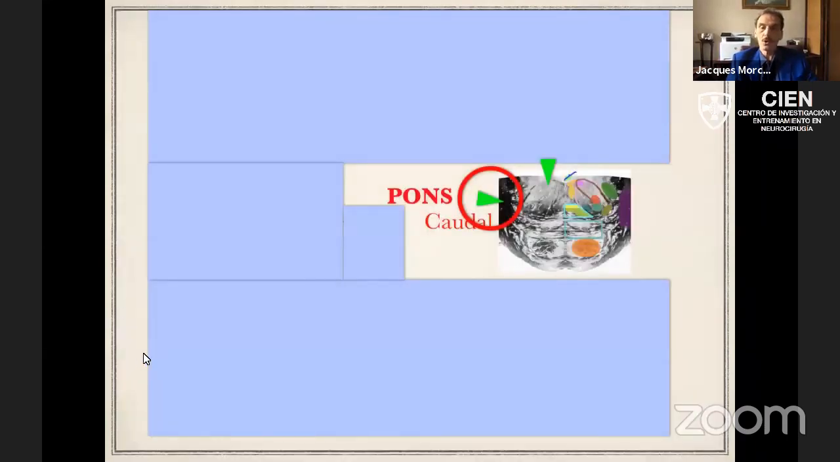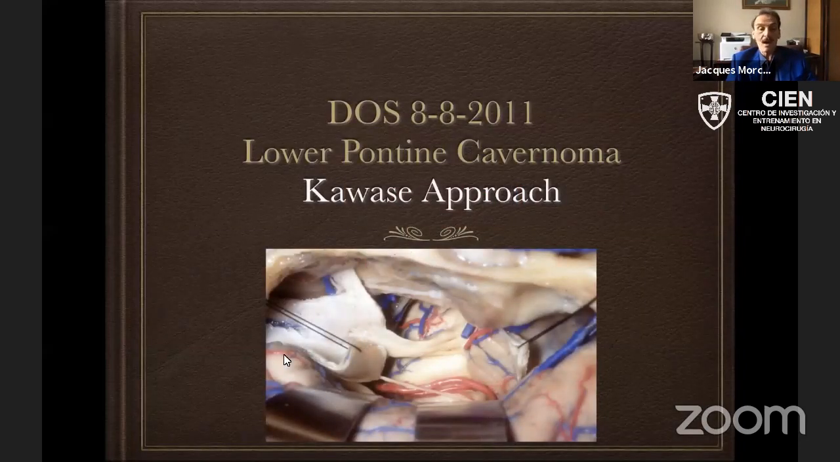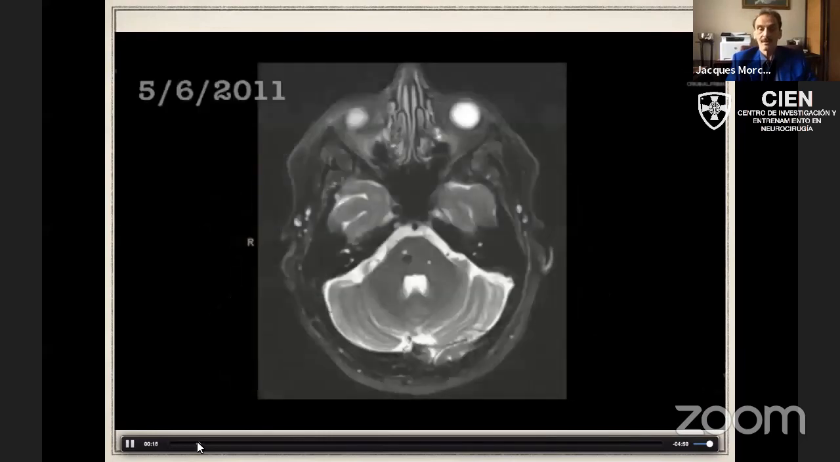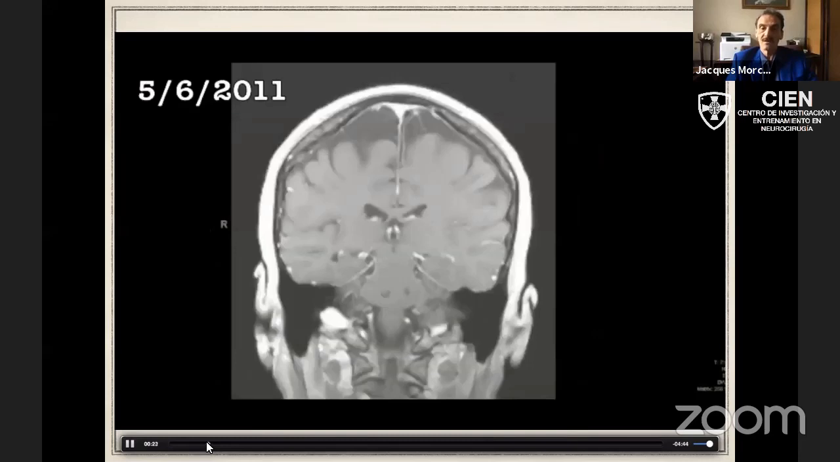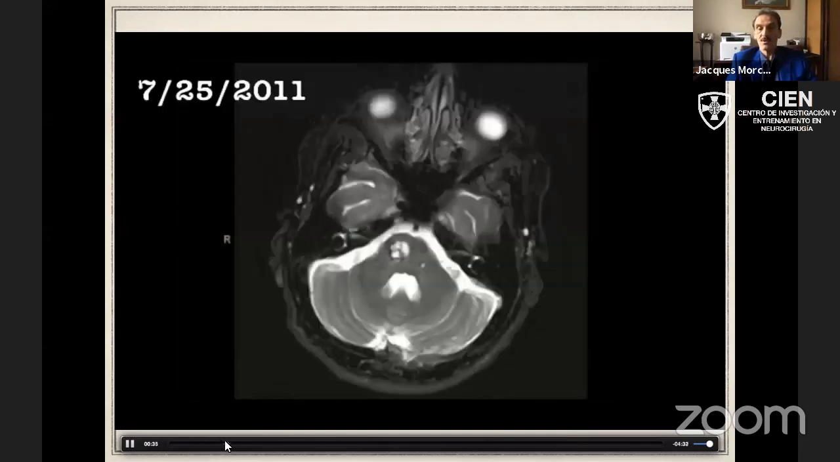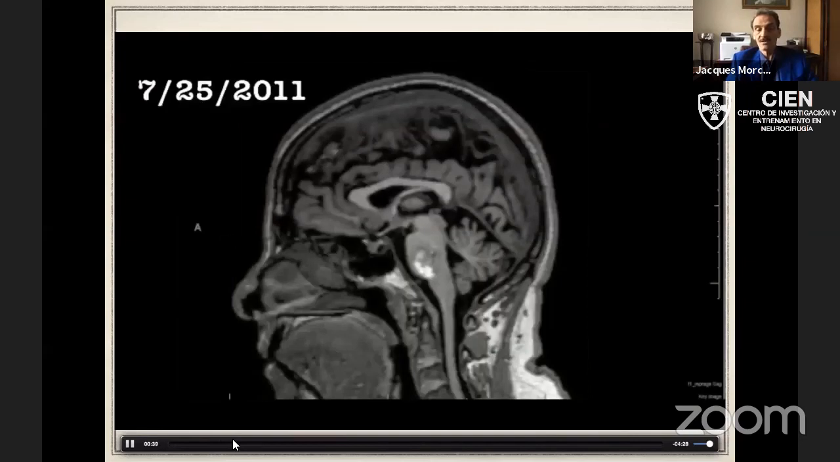I'm going to show you a caudal pons case where I use the Kawase approach, lower pontine cavernoma. This is a familial cavernoma. Look at the cavernoma when it was small in 2011, gradually grew. Look, it's growing over the years, hemorrhaging, rehemorrhaging. This is lower pons, and it's pointing.